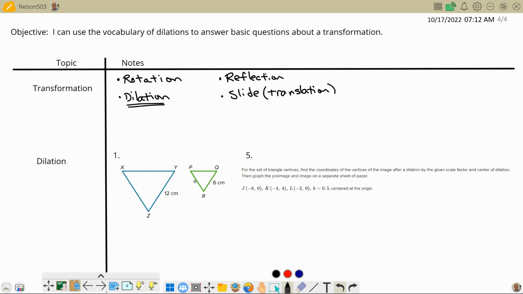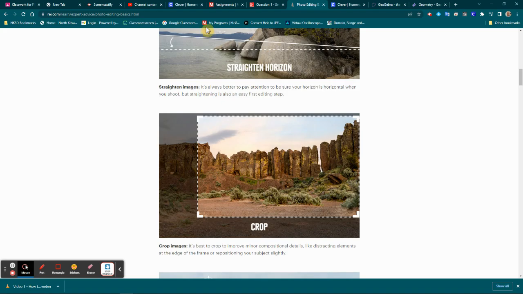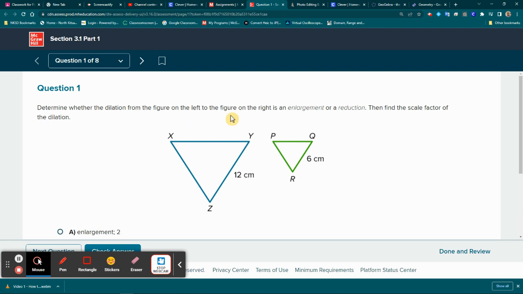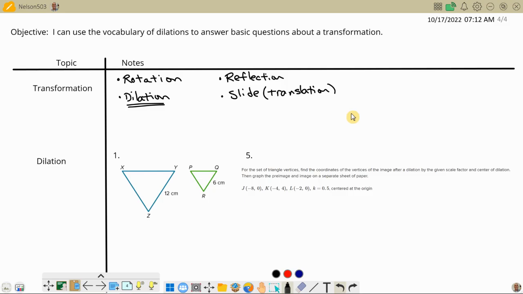Is it an enlargement, or is it, let's look over at our homework for a second. So I just want to show you this. See, it says, is it an enlargement or a reduction? So in this question right here, it's going to say that. It's going to say, is this an enlargement or reduction?